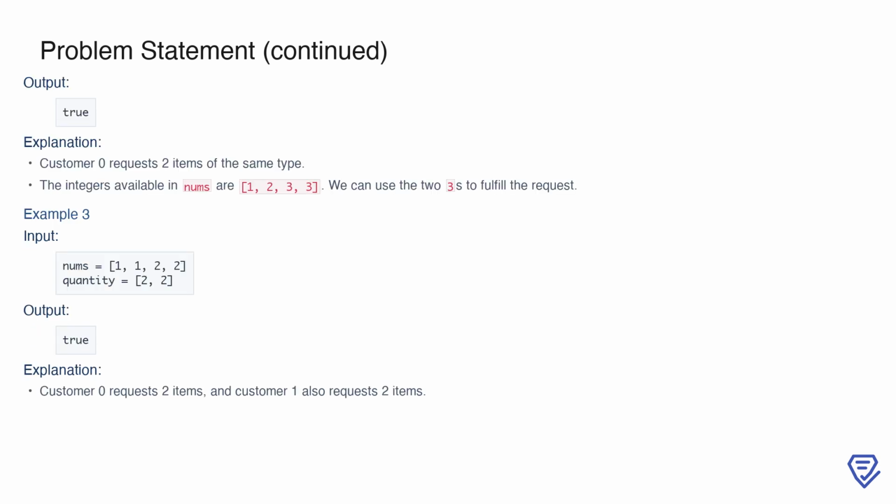In the third example, the input is nums equals 1, 1, 2, 2, and quantity equals 2, 2. Here, we have two customers. Customer 0 requests two items, and customer 1 also requests two items. The integers in nums include two 1s and two 2s, so it is possible to distribute these items to meet the requests. Specifically, we can give the two 1s to customer 0 and the two 2s to customer 1. Since all requests are satisfied, the output is true.